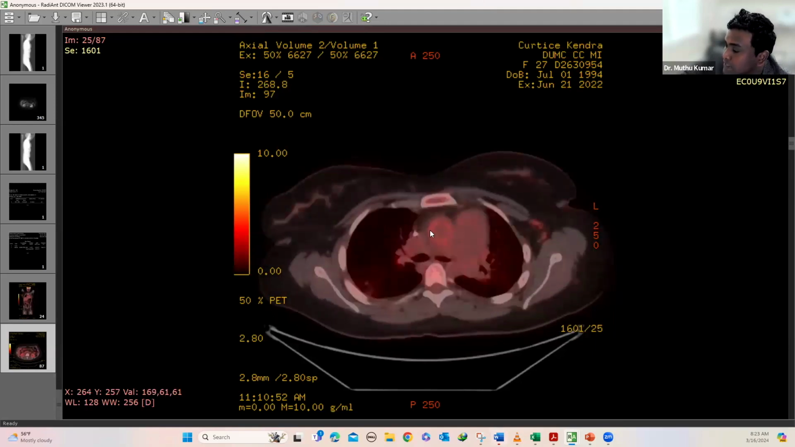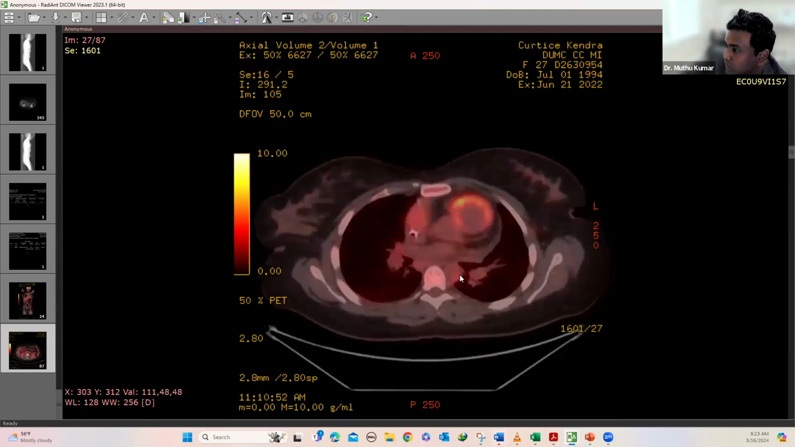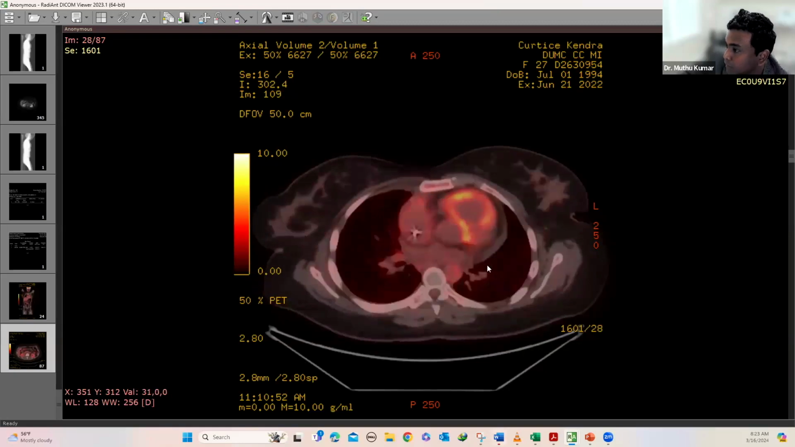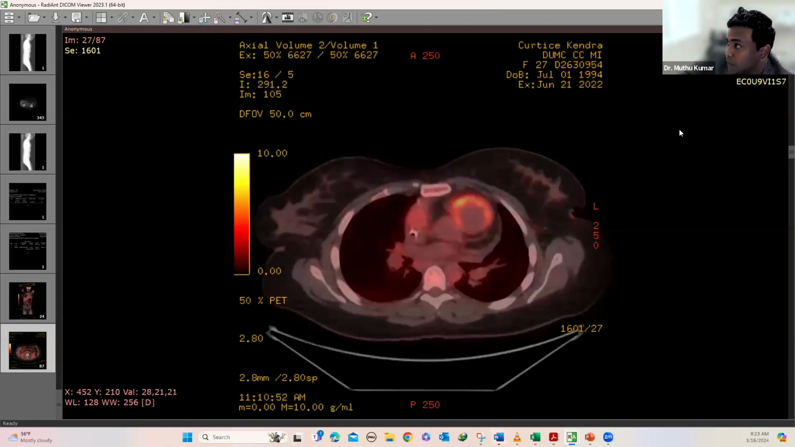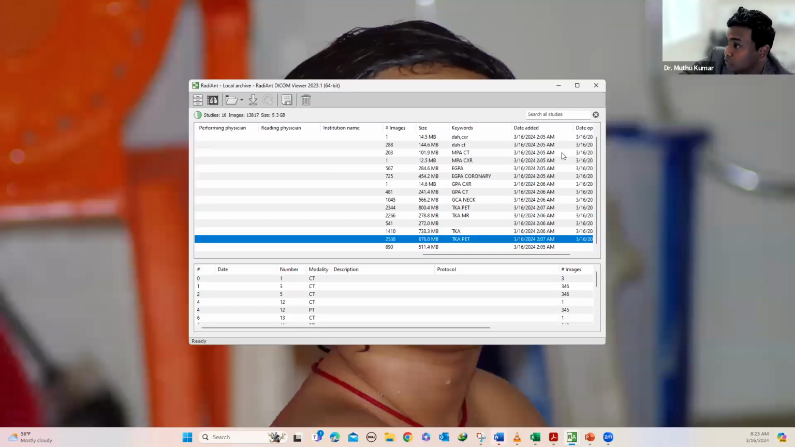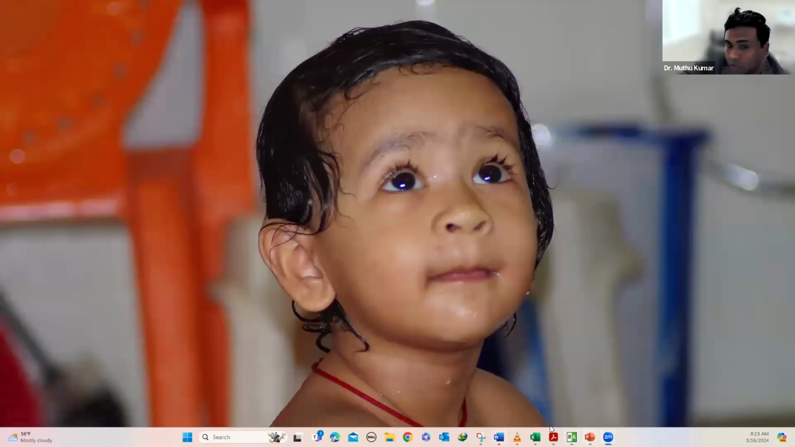You can clearly see there is inflammation along the ascending thoracic aorta, descending thoracic aorta, and some inflammation along the pulmonary artery areas where we saw narrowing. So this is a case of a 25-year-old female with Takayasu arteritis.